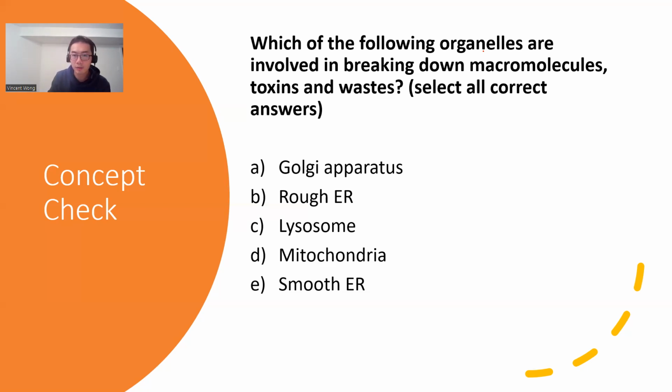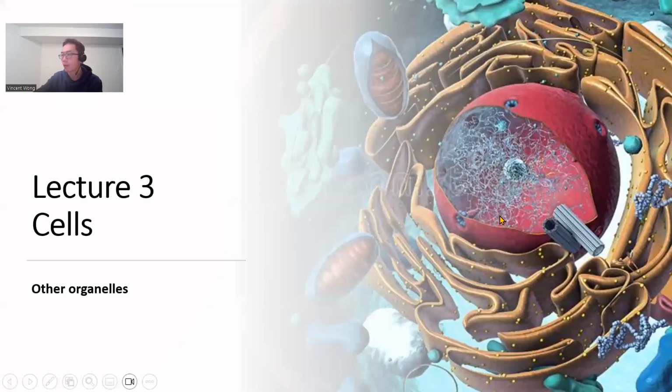So to break down macromolecules, that would be lysosome. We literally just learned about that. And also the smooth ER, right? Smooth ER helps break down lipids as well as detoxification of drugs. That's all. So that is the endomembrane system.